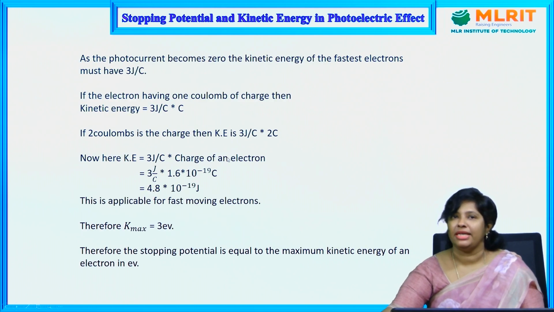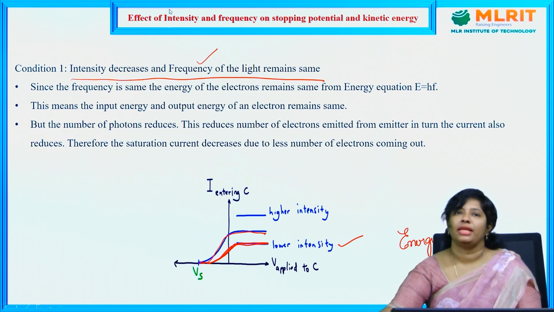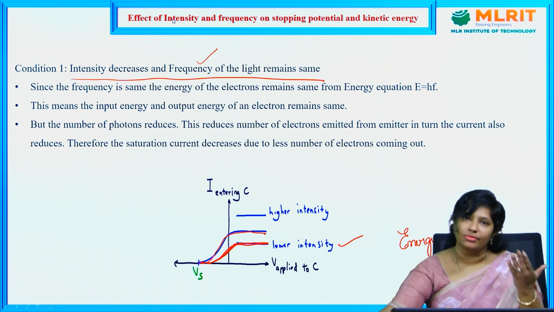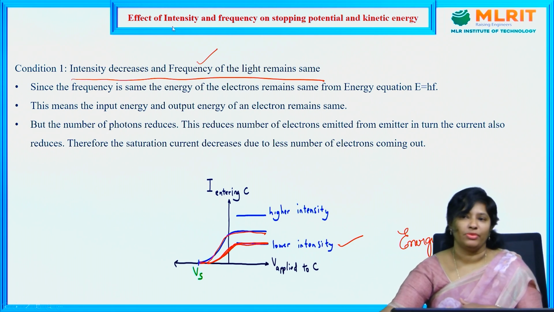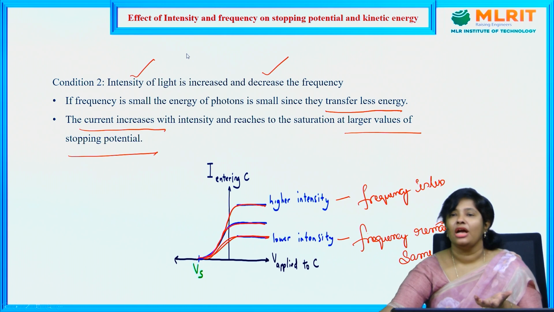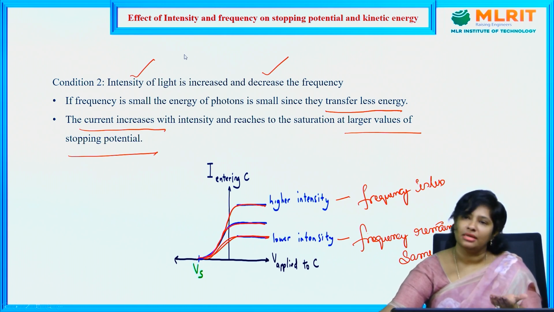And we have even discussed the effect of the intensity. If the intensity is more, how will the stopping potential and the saturation currents be, and if the intensity is less, how will the photocurrent and the stopping potential be.